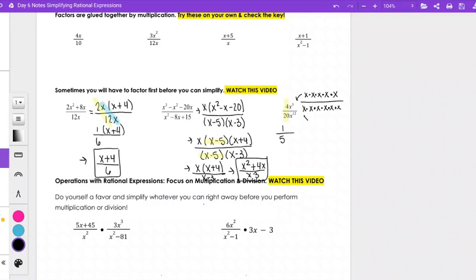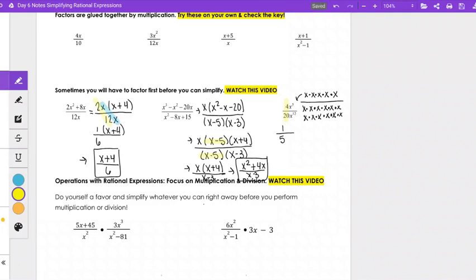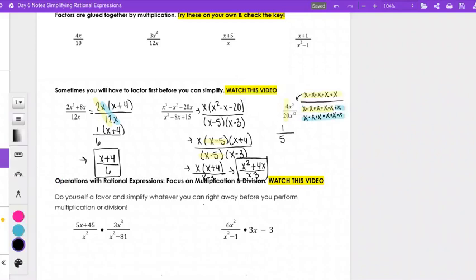There's 6, and then another 6. So 6 of them end up canceling. So all 5 on top, and then all 5 on the bottom. And then you are left with 7 of them in the denominator. So we would put that 7 down here, and this would be our most simplified version of 4x to the 5th over 20x to the 12th.